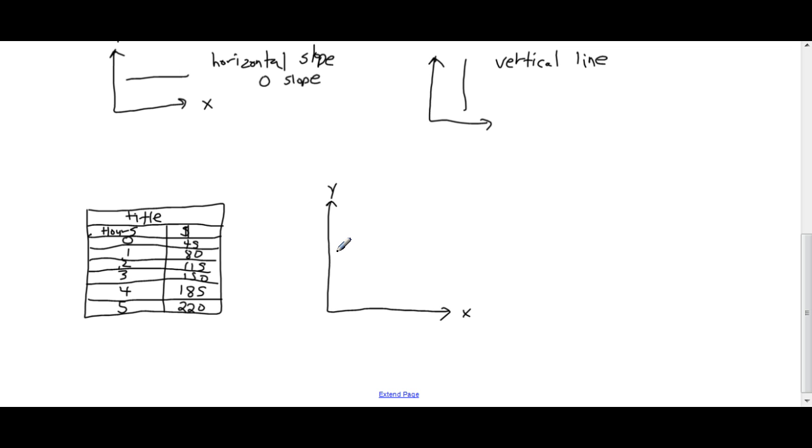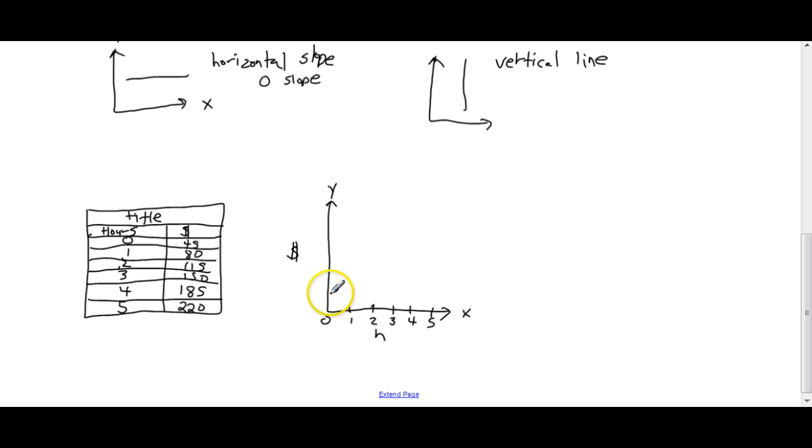Well, we know that the earnings depend on the hours. So if the earnings depend, that means that the earnings go on the y-axis. So this will be the dollars, that's his earnings, and this here will be H for hours. So we know that this is 0. It's 0 hours, $0. And we just go up to 5 hours, 1, 2, 3, 4, and 5. And we can put his earnings up here.